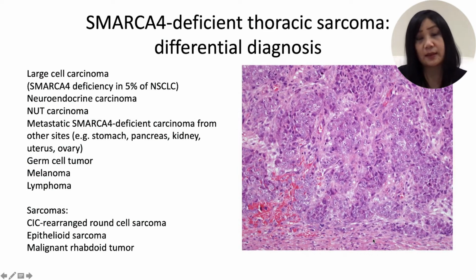The differential diagnosis is wide and, of course, includes large cell carcinoma with SMARCA4 deficiency, as we mentioned, in 5% of non-small cell lung cancers, neuroendocrine carcinoma, NUT carcinoma, another highly aggressive carcinoma. Also metastatic SMARCA4 deficient carcinoma from other sites, such as the GI tract, the pancreas, the kidney, and the gynecologic tract. Also germ cell tumor, melanoma, and lymphomas. Mesenchymal tumours, the particular sarcomas that we need to rule out are the CIC-rearranged round cell sarcomas, epithelioid sarcoma, and malignant rhabdoid tumour.